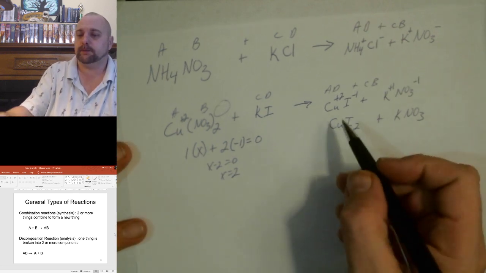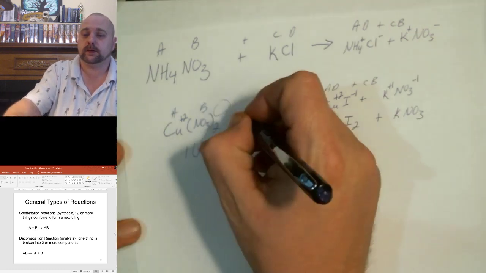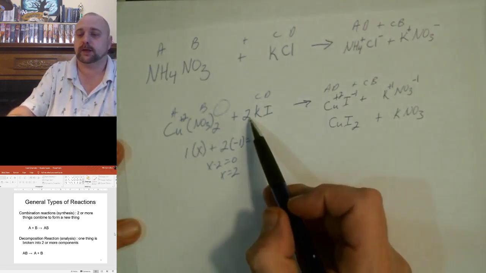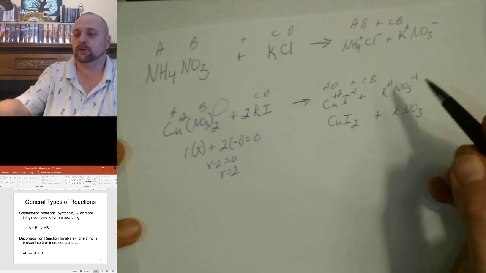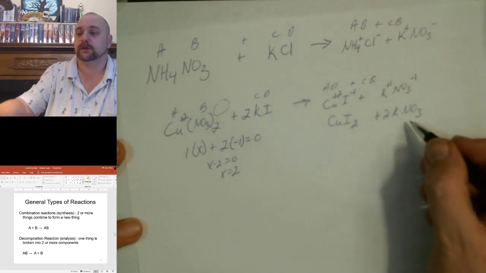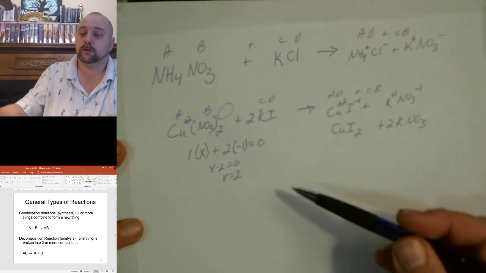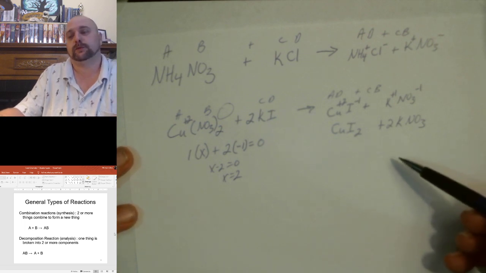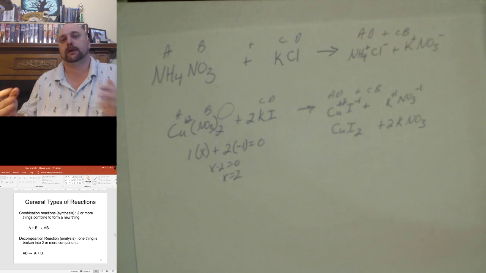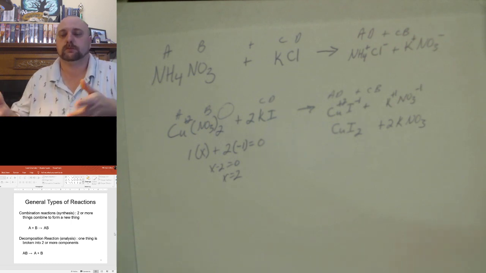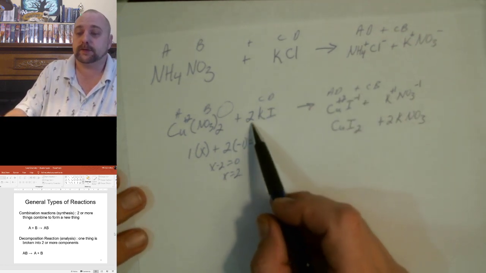Almost done. Now I need to balance it. I've got 2 iodines on this side. Let's get 2 iodines on that side. Okay, it gives me 2 potassiums, 2 iodines. Oops, 2 potassiums. Now I have 2 nitrates and 2 nitrates, 1 copper, 1 copper. You'll notice I didn't make the list out. Some people like to go 1 element at a time. That works fine. You can make the scoreboard. You can do 1 at a time. Whatever works for you.